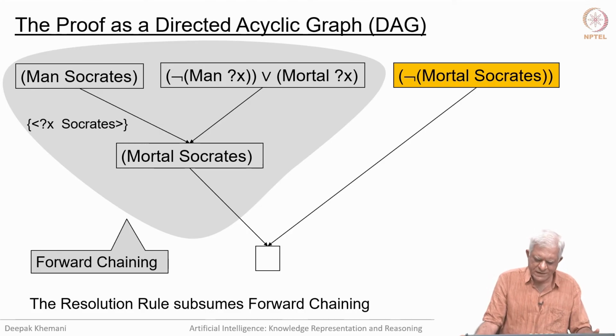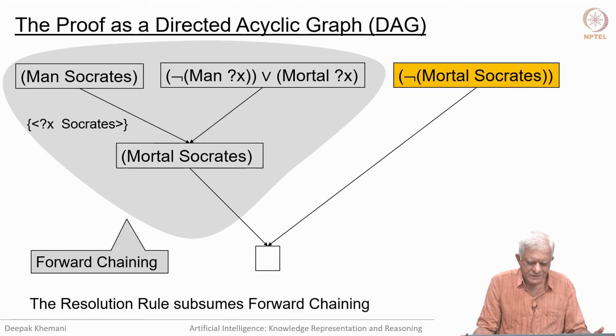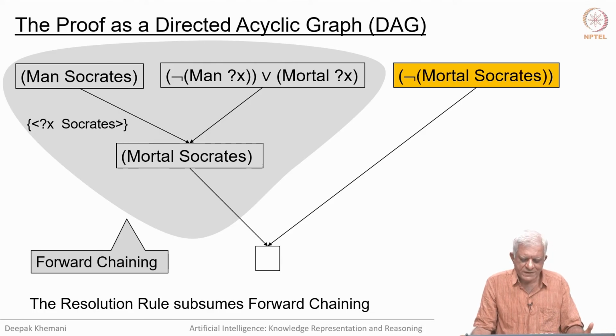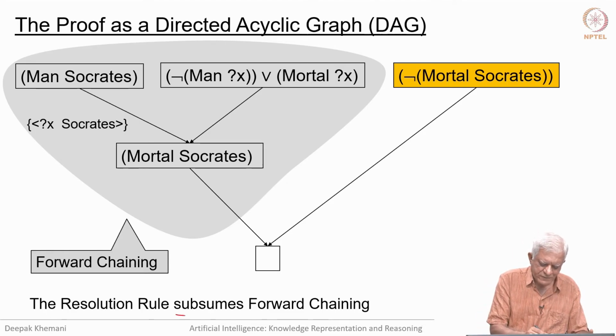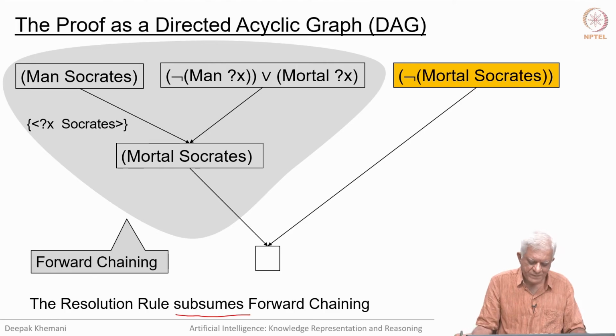So, we can see the proof here as a DAG, a directed acyclic graph, and the shaded portion is what captures the forward chaining. In forward chaining, from man Socrates and all men are mortal, we inferred mortal Socrates, and so in some sense this resolution rule subsumes forward chaining. Whatever you can do with forward chaining, you can also do with the resolution rule. Of course, for the sake of completeness, we have added the negation of the goal, which is shown in orange here, and derive the null clause. That is the goal in the resolution refutation method, to derive the null clause.